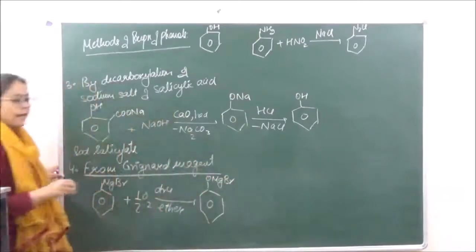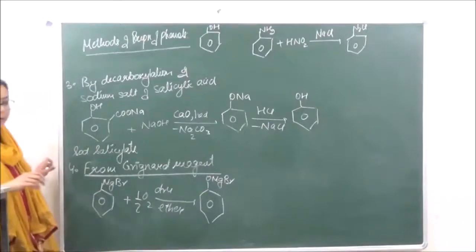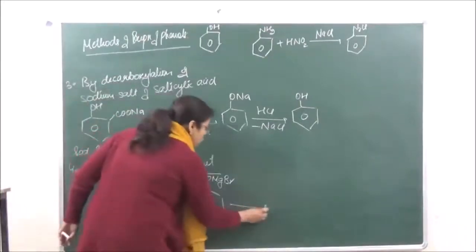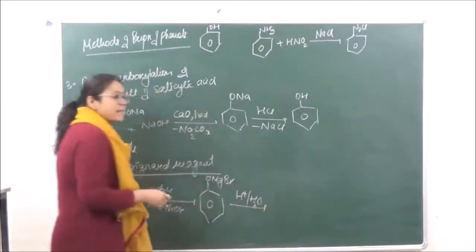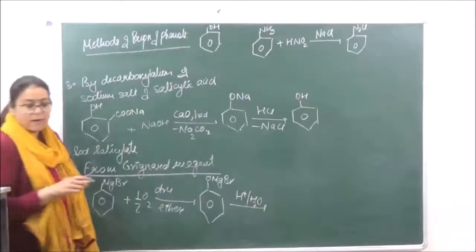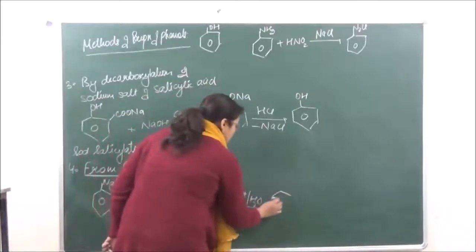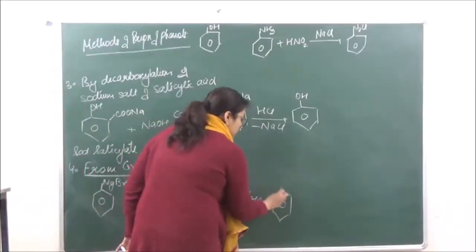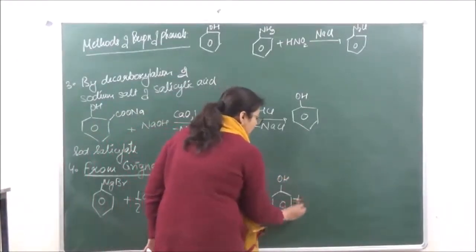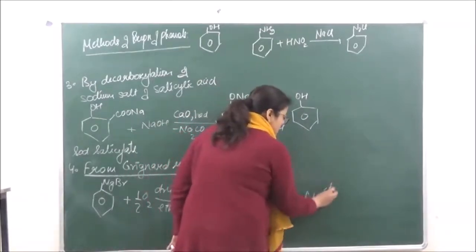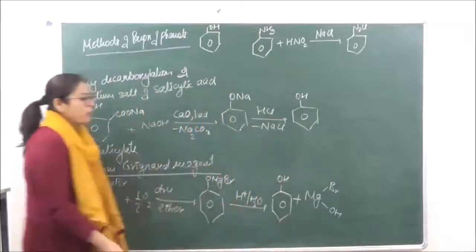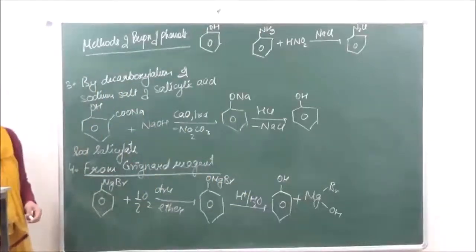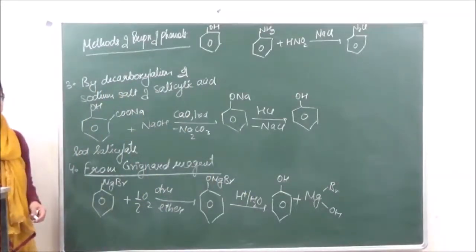This is phenyl oxy magnesium bromide, and in presence of water, acid hydrolysis is done to give us phenol plus MgBr(OH). Okay, so this is the reaction from Grignard reagent.